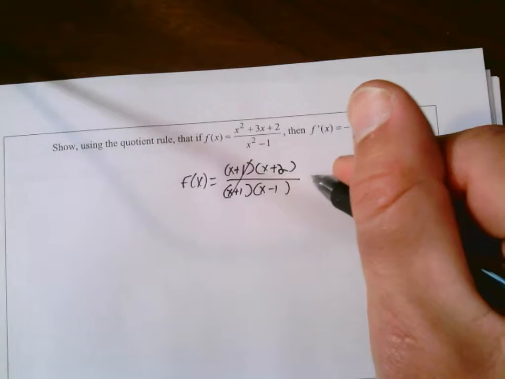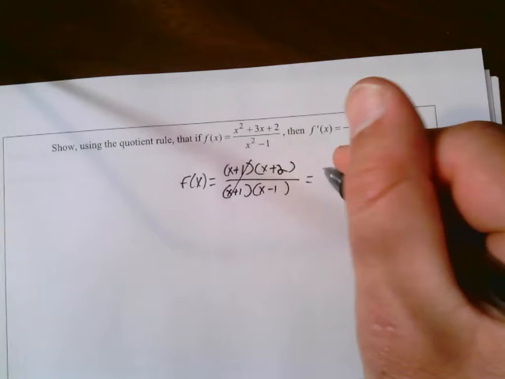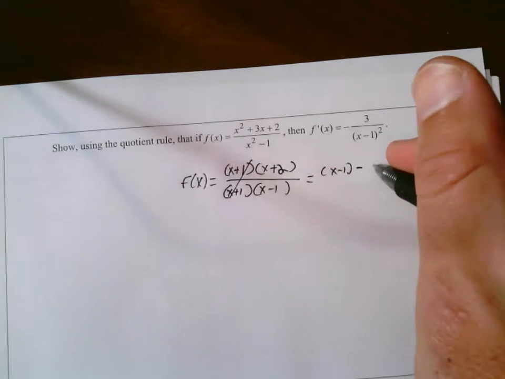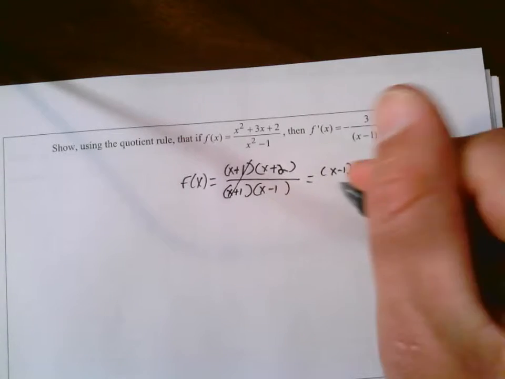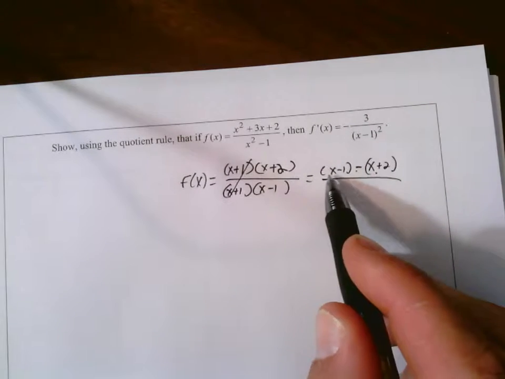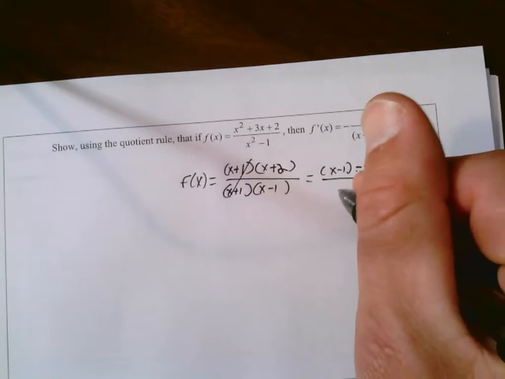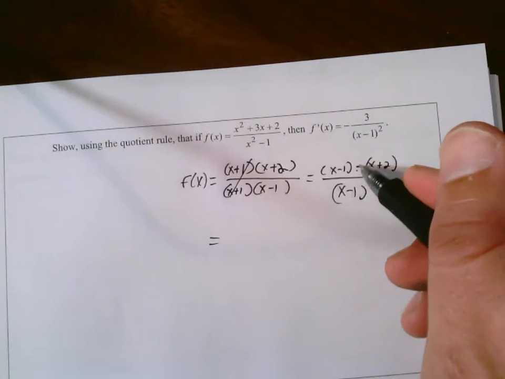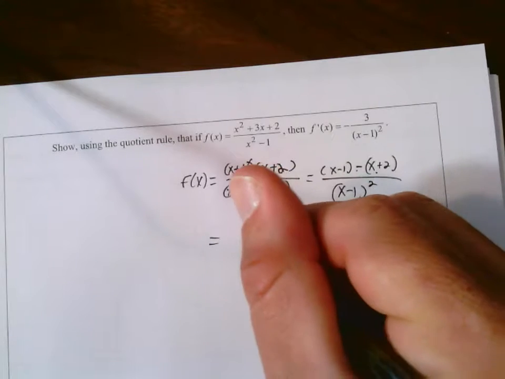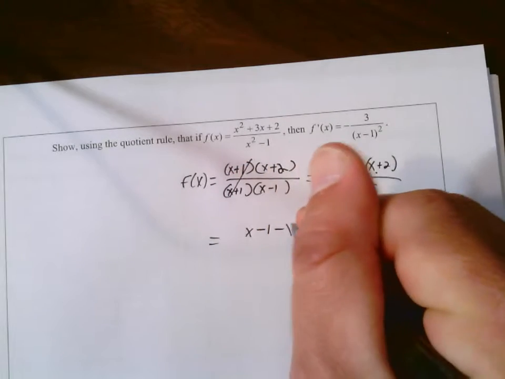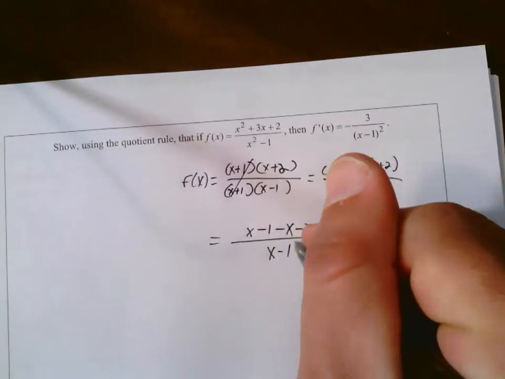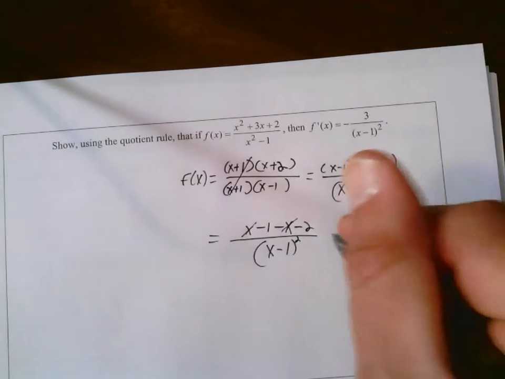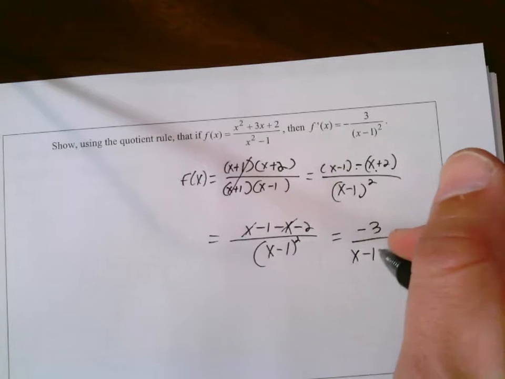So when I take the derivative of the top now for the quotient rule, I get just 1 times x minus 1, minus the derivative of the bottom, which is 1 times x plus 2. And you can see where these x's are going to go, x minus x over x minus 1 squared. X minus x goes away and that turns into a minus. Those x's go away. Negative 1 minus 2, negative 3, over x minus 1 squared.